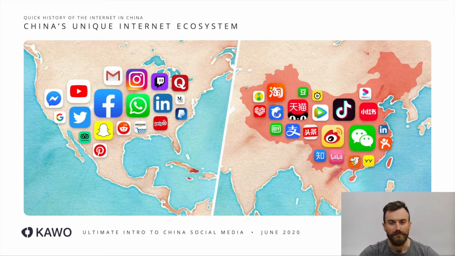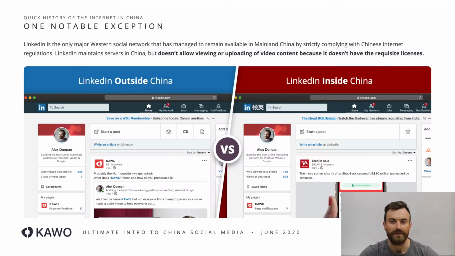You might notice, those of you with sharp eyes, that one logo is on both sides of this page, and that's LinkedIn. Yes, so we'll take a quick look at what LinkedIn had to do to remain available in China. So when you load LinkedIn outside of China, you get video, you get the option to upload a video, and you can also post an article. But then on the right here, the version of LinkedIn inside China doesn't have these options. That's because LinkedIn doesn't have the necessary licenses to be able to host video in China. It's only available to Chinese companies with the correct business licenses.